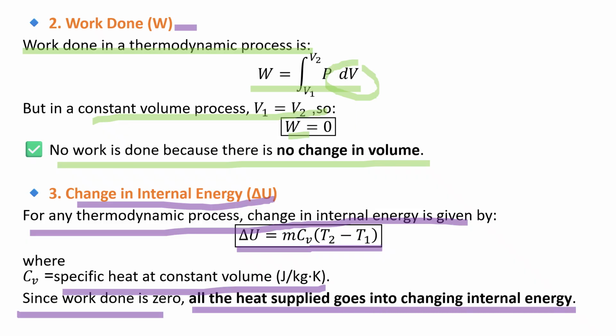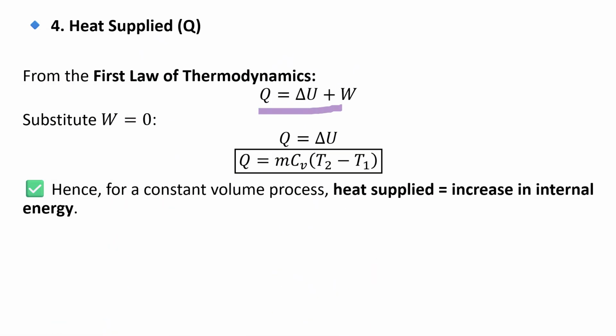So as per the first law of thermodynamics, Q equals delta U plus W. When W is 0, Q equals delta U. So all the supplied heat goes to change in internal energy. Hence, for the constant volume process, heat supplied equals the increase in the internal energy. If heat is rejected, there is a decrease in the internal energy.